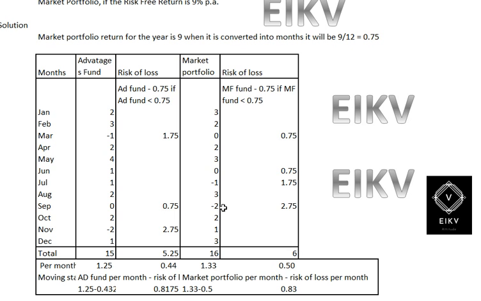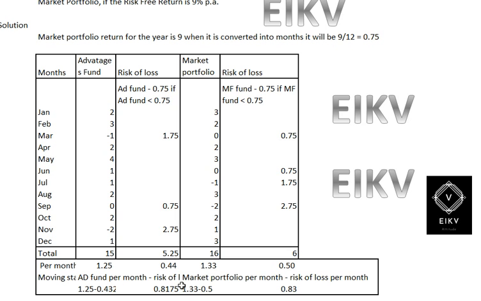After that, in September we have -2 as the return, so -2 minus 0.75 will give you 2.75 as the risk of loss. And when we take the total, the risk of losses would be 6% and the total return of the market would be 16%. So when it is converted to a per month basis, the average return would be 1.25 and the risk of loss of the Advantage Fund would be 0.44, the market return would be 1.33, and the risk of loss of the market portfolio would be 0.5.